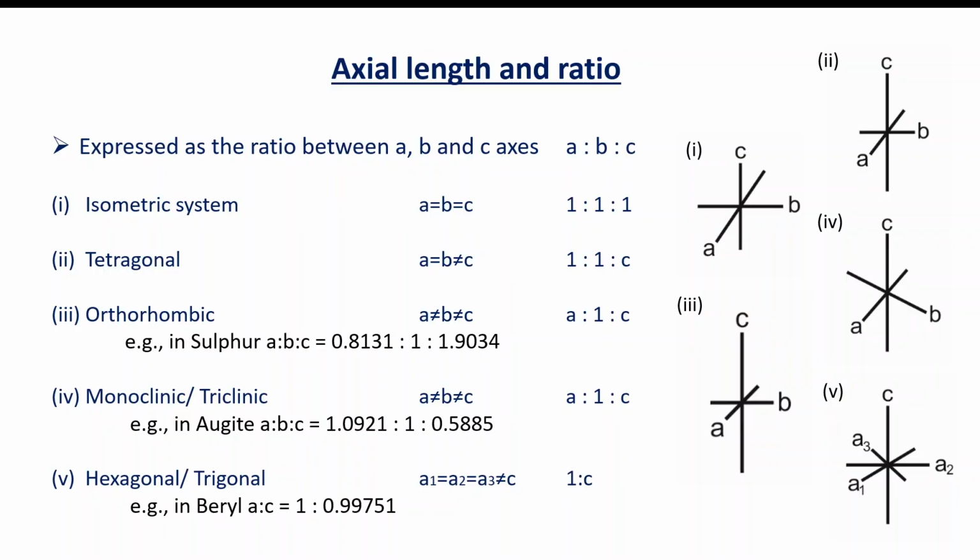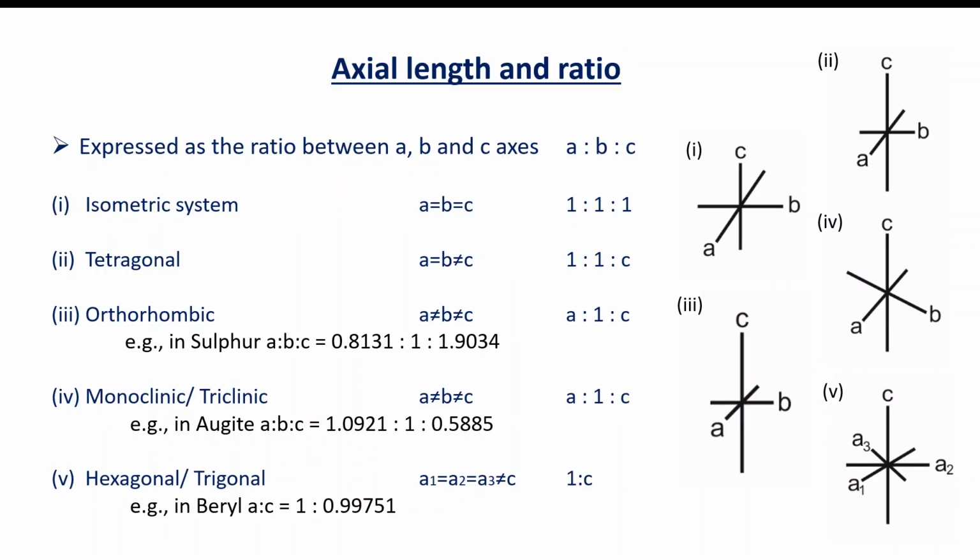Then the second one is the tetragonal system. Here the unit distance of A, or the axial length of A, is exactly the same as the axial length of B, but it is not the same as that of C. So C is either a little longer or shorter in comparison to the axial lengths of A and B. That is why it is expressed as 1:1 representing A and B, to C.